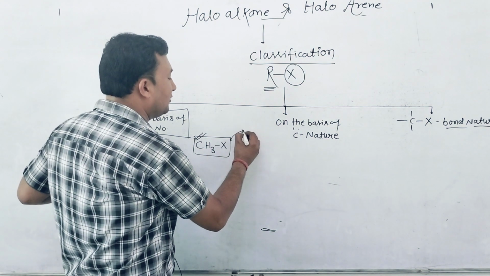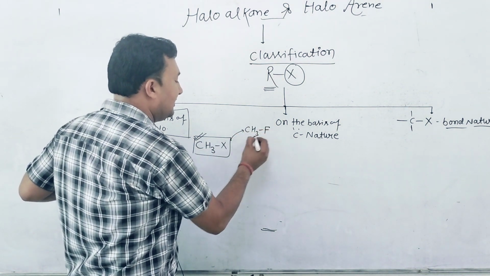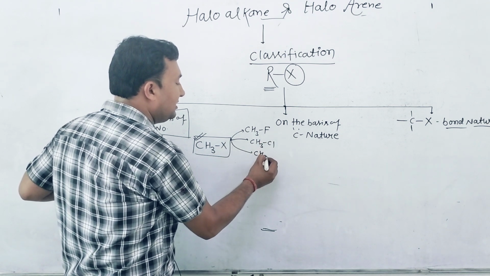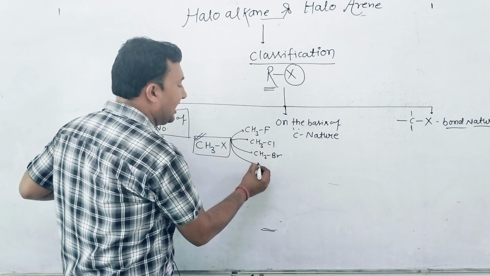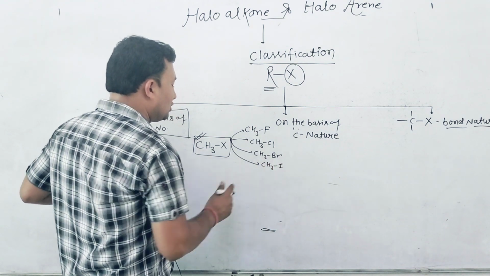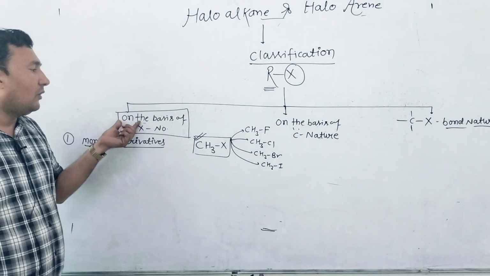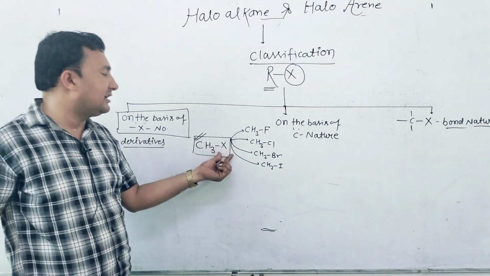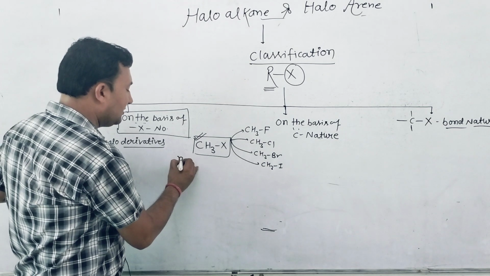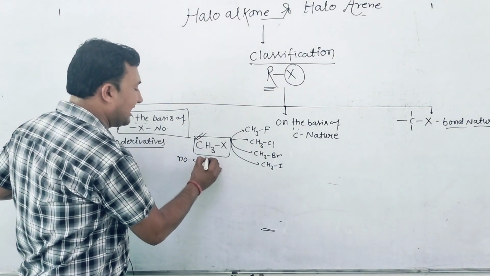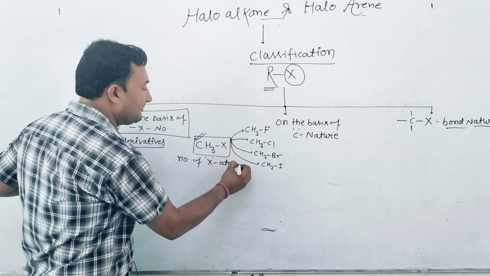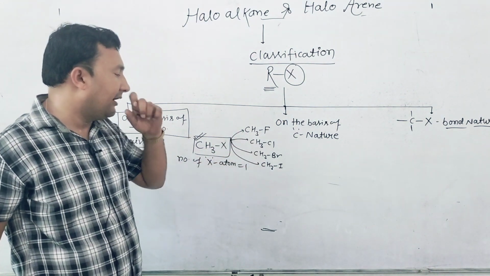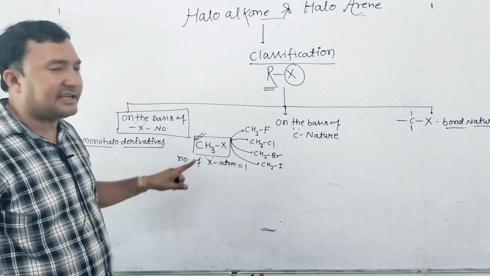If we have fluorine, it will be methyl fluoride. If we have chlorine, it will be methyl chloride. If it is bromine, then methyl bromide. And if we have iodine, it will be methyl iodide. So the first category on the basis of halogen atom number is mono halo derivatives, where only one halogen atom is present. The number of X atoms will be only one. Methyl fluoride, methyl chloride, methyl bromide, and methyl iodide are examples of this category.